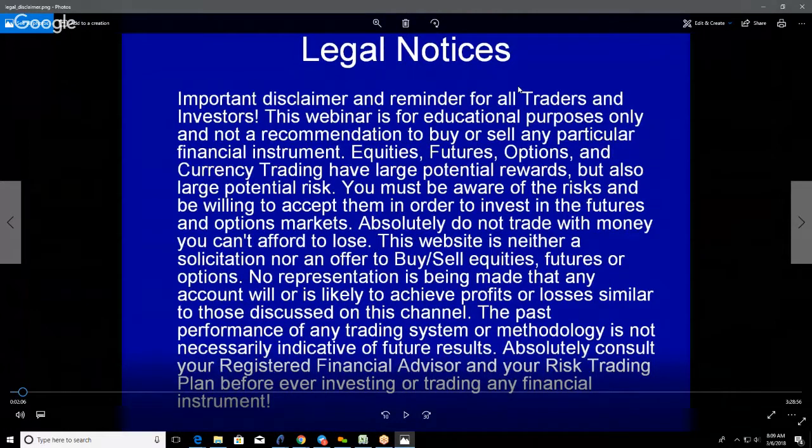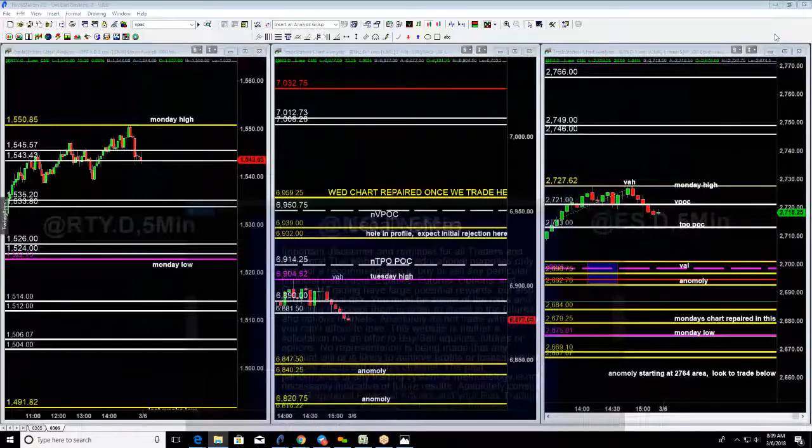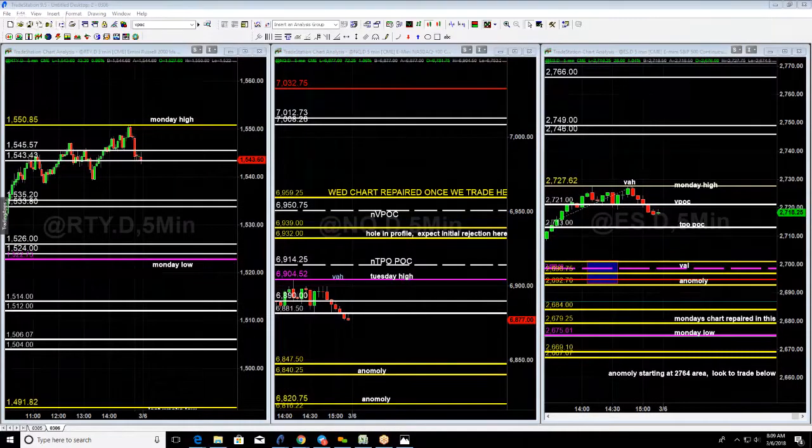So before we get started, ES is gapping 11 points. Let's jump into it. ES is gapping 11 points. NQ is gapping 41. It looks like there was good news coming out of North Korea and South Korea where they're in talks. That's a lot of what's been causing destabilization in the market. So hopefully that's now causing stabilization.